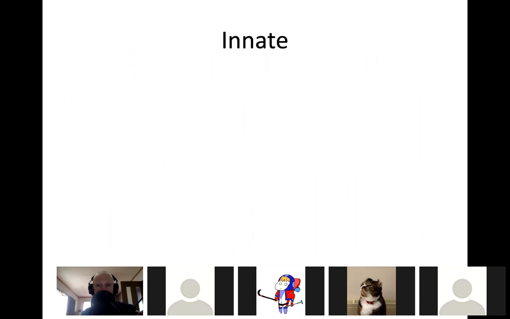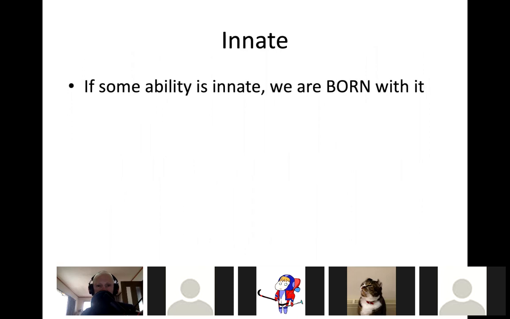So anyway, innate, right? So the idea is that if some ability is innate, we are born with that ability, right? So you have some ability that you're born with. Now, obviously, we have the ability to learn language, right? But that's not really the point, right? Think about what kind of information is innate.